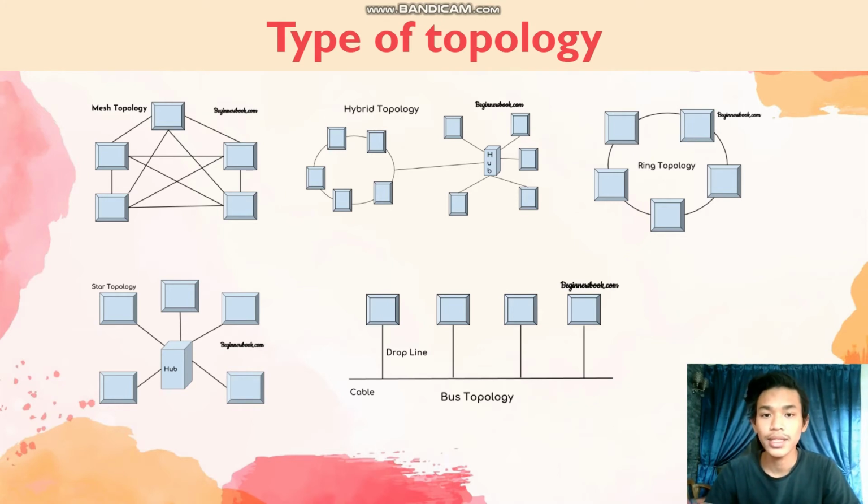So the best type of topology which is suitable for a lab in school is the star topology. It is because the star topology is easy to install, quite efficient, and also effective.